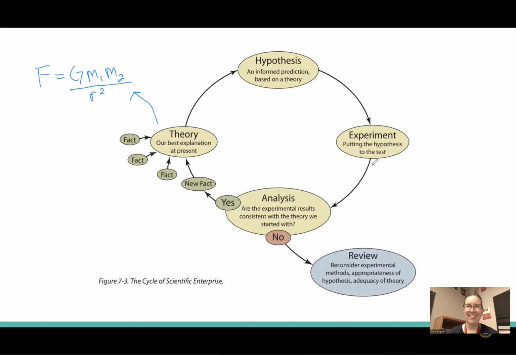And we could test that by taking a person, or even better, taking a 20-pound weight to the top of Mount Everest and putting it on a scale there, and to the bottom of Death Valley and putting it on a scale there, and seeing if it registers differently, if it has more or less weight. That is the example of an experiment.